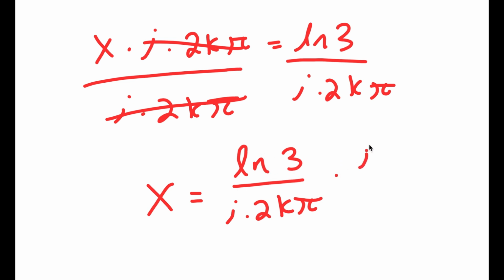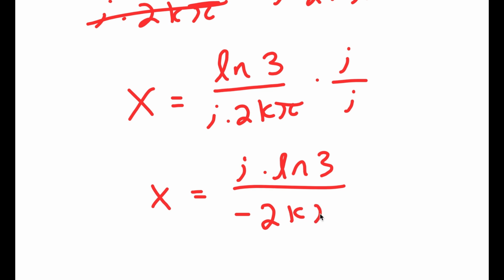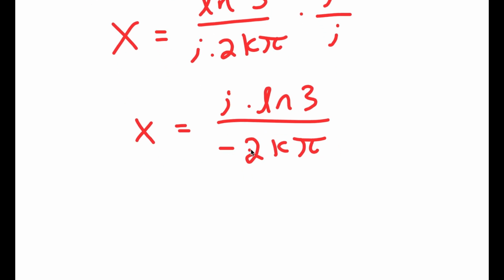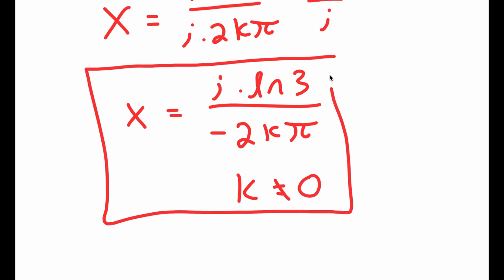Now I'm going to multiply this by i over i, which is the same thing as 1. So I get x is equal to i times ln 3 over i times i, which is i squared, and if you guys already know, i squared is equal to negative 1. So over negative 2k pi. And k, in this case, can't equal 0, because if k were 0, this wouldn't work. So this is my solution to this equation.